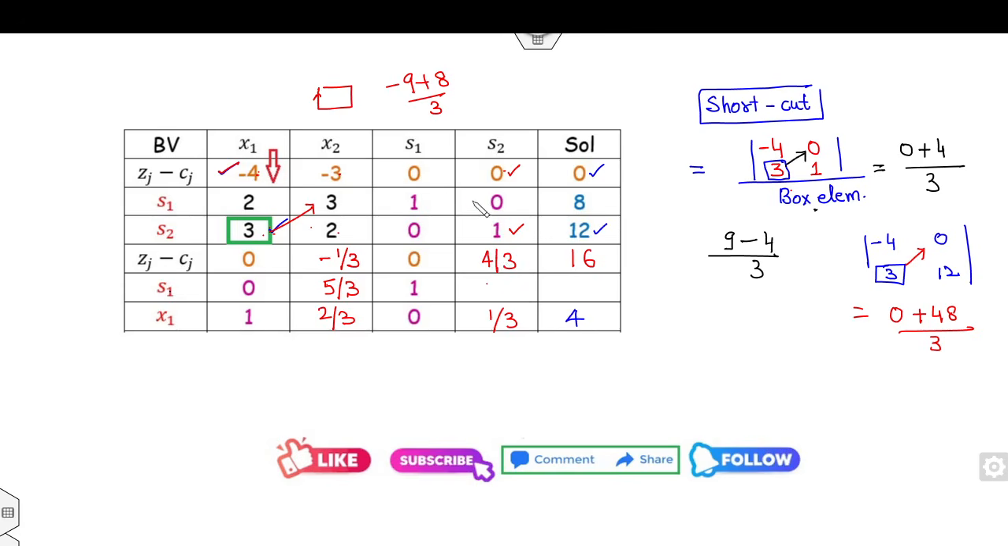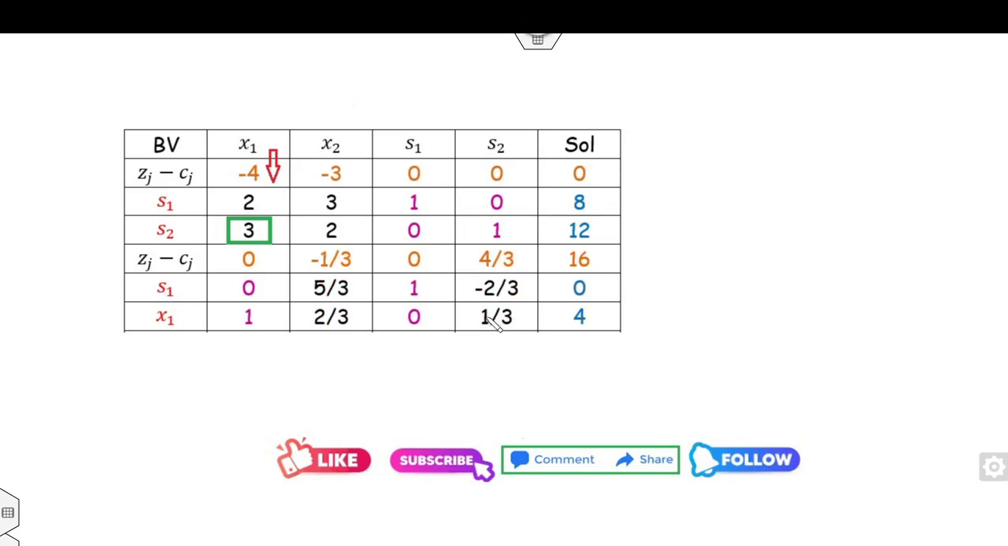Can you find this number? The previous number is 0, then 1, then 3, and then 2. Start from the box, 0, then it's -2 divided by 3. Can you find the last number? What is the previous number? The previous number is 8, one is 3, one is 2, and the other is 12. So 8 into 3 is 24 minus 24 divided by the box element is 0. And you can see I have computed this value by this method.